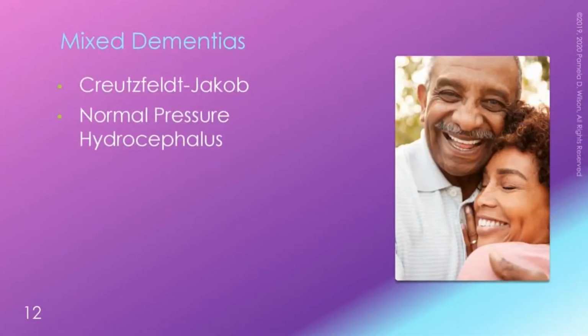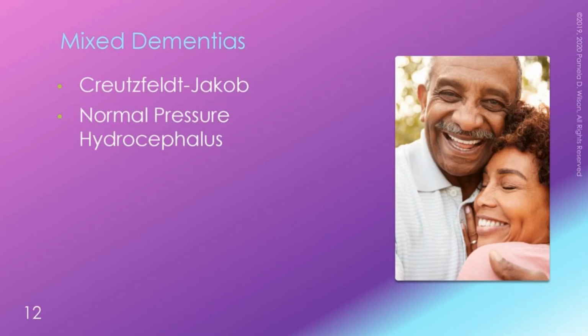Let's talk about a few other types of mixed dementias: Creutzfeldt-Jakob and normal pressure hydrocephalus. Again, Creutzfeldt-Jakob is a rare disease affecting about 1 person in 1,000,000 per year, but it's also characterized by dementia and a lack of motor coordination. It's rapidly fatal. People pass away very quickly.